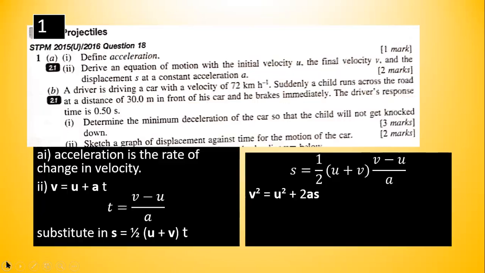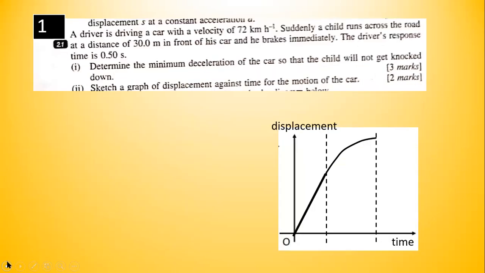A driver is driving a car at 72 km/h. Make sure you change that to meters per second. Suddenly, a child runs across the road at a distance of 30 meters in front of the car, and he brakes immediately. The driver's response time is 0.5 seconds. That means during that time he is moving at constant speed. Determine the minimum acceleration of the car so that the child will not be knocked down.